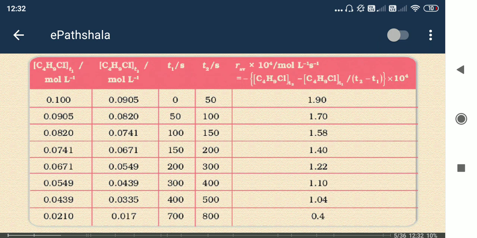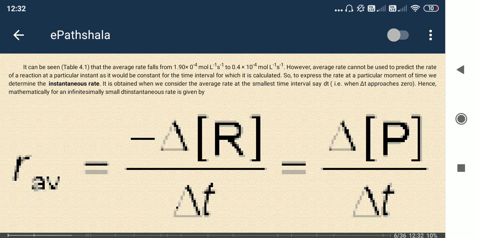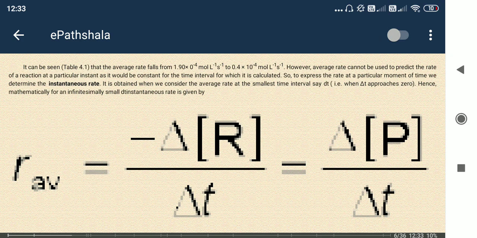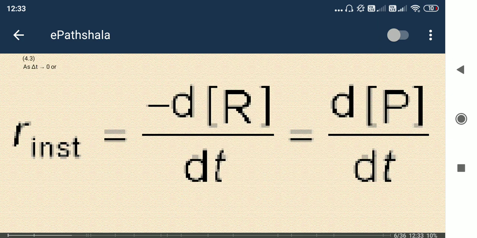Here also the same thing. Another thing, the unit of concentration is mole per liter, but the unit of time is second, so the unit is mole per liter per second, right? So you can see the reaction rate unit: mole, liter inverse, second inverse. Okay, done. This is already discussed.